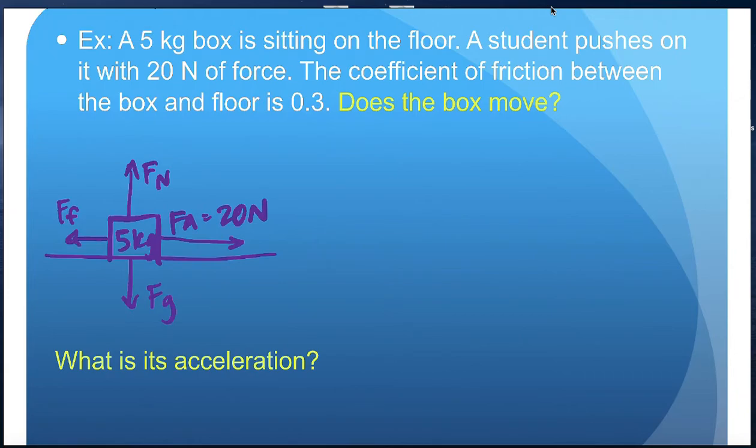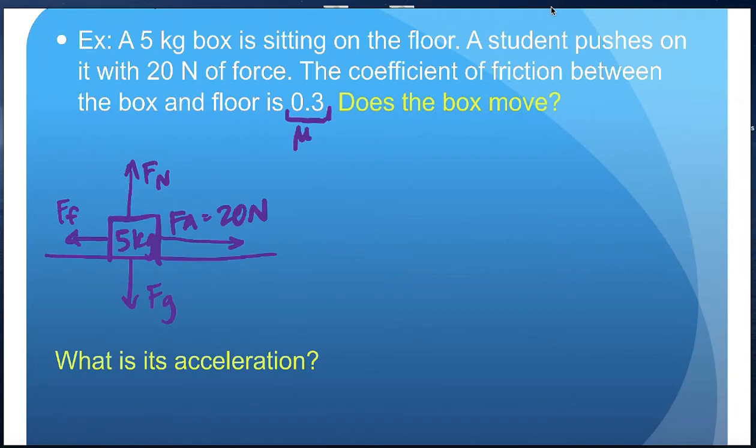All right, we want to kind of highlight the 0.3 and remember that that's our coefficient. That little letter, by the way, I forgot to mention earlier, is a Greek letter. It's a lowercase mu, and so that's not a typo, that's just a little Greek symbol for this. Okay, so for figuring out if the box moves, we need to know what's happening to the net force, right? Is the friction equal to 20 newtons, equal to the applied, or not?